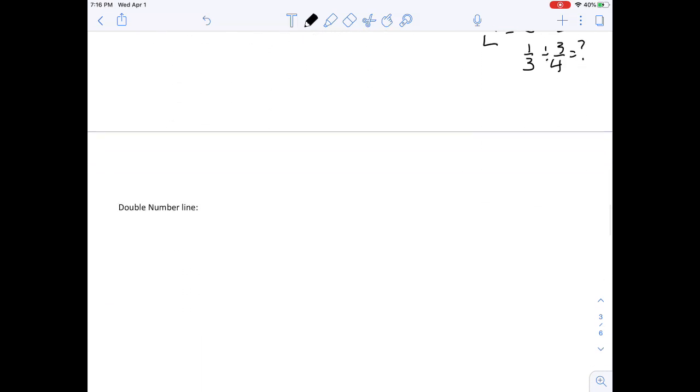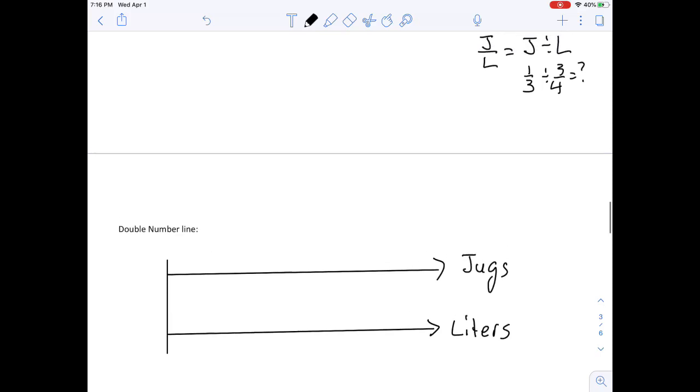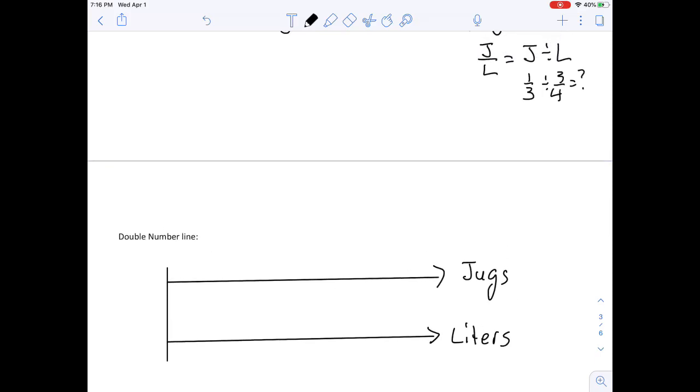Let's do our double number line. Now with a double number line, to kind of match our 1 in the denominator, I like to put the unit that has 1 on the lower line here. So this time we had liters on bottom, jugs on top. So I'm going to mark 1 liter. That corresponds to some unknown number of jugs.